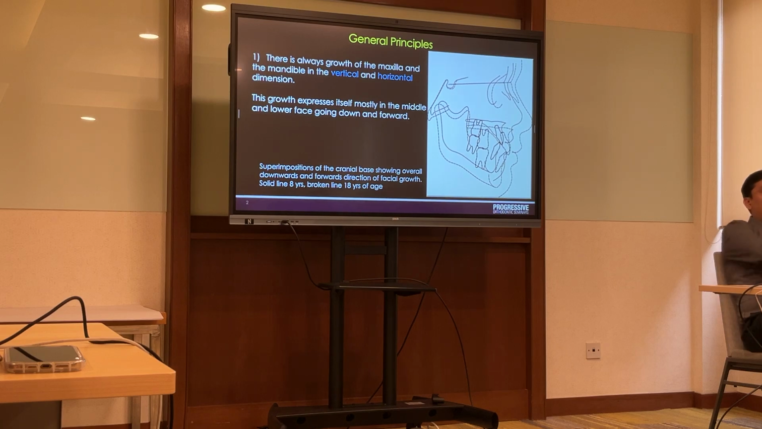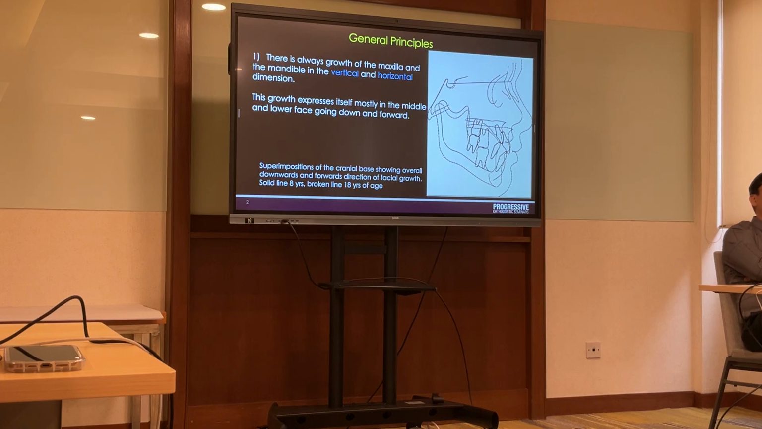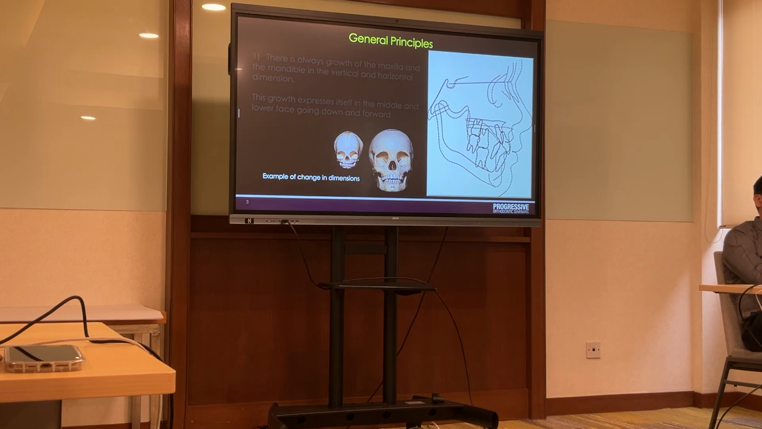The growth of maxilla and mandible from the time the child is born until maturity happens in all dimensions. But what we are interested in is the AP dimension. In the AP dimension, mandible grows more than the maxilla. That's the skull of an infant, that's the skull of an adult. If you notice the skull of the infant, you don't even see the mandible. Versus an adult, the mandible is nice and prominent. That shows how much the mandible grows more in relation to the maxilla.